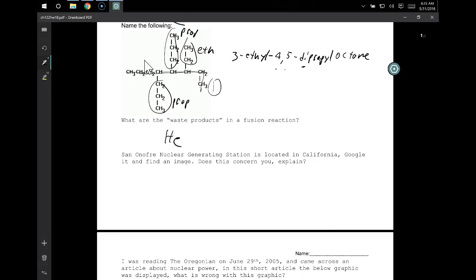why are we not doing that? Yeah. Why not? Gives off too much energy.